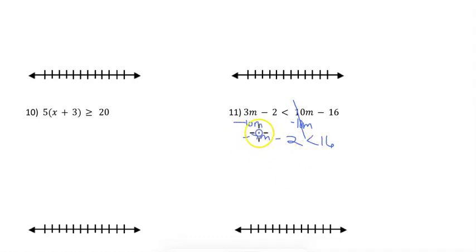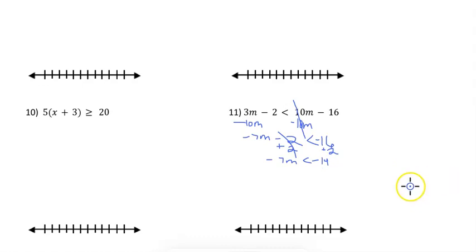Next, I've got my variables on the left, which means my constants need to go to the right. So move this subtracted 2 by adding 2 on both sides. Then, oops, I could have almost made a bad mistake there, but I didn't. I forgot to bring down the negative with the 16, but I caught myself, so it's okay. So next, these have canceled. So -7m is what remains on the left side. My symbol is less than. -16 plus 2 is -14.